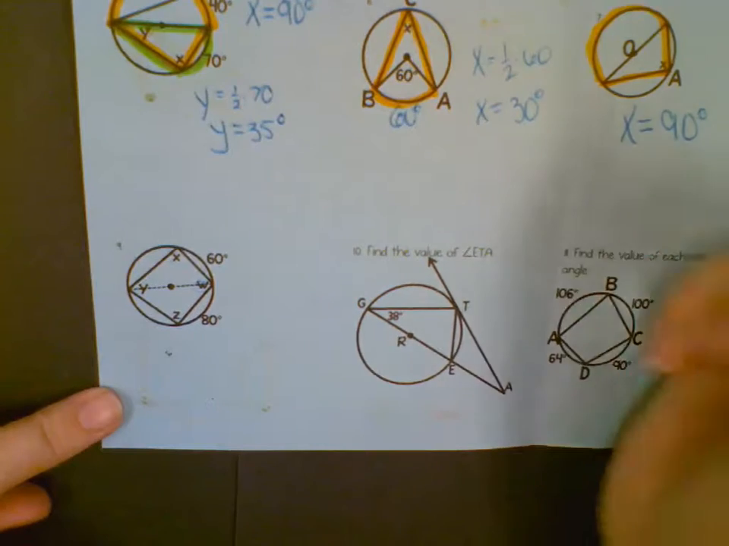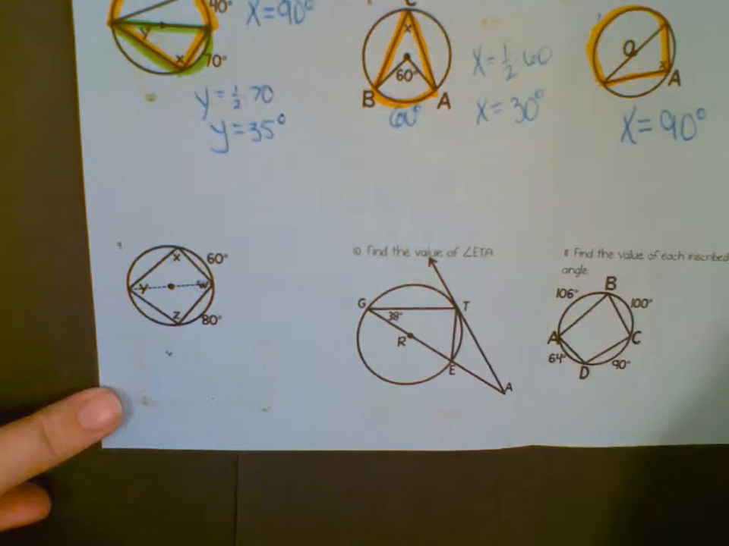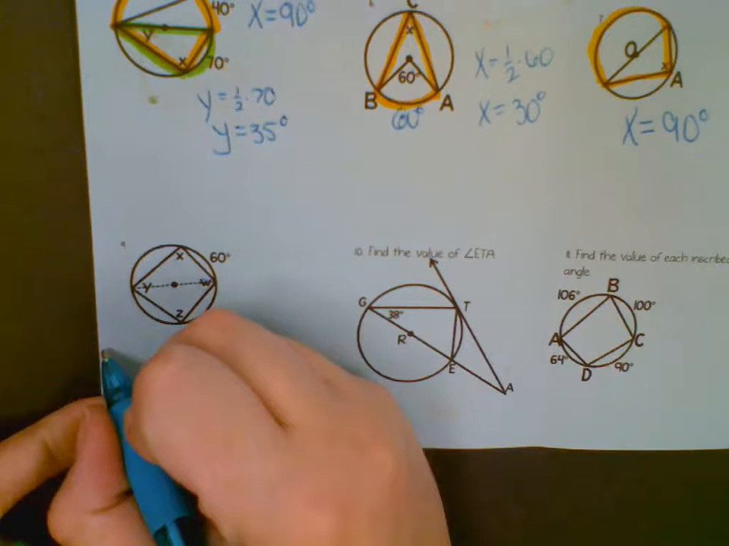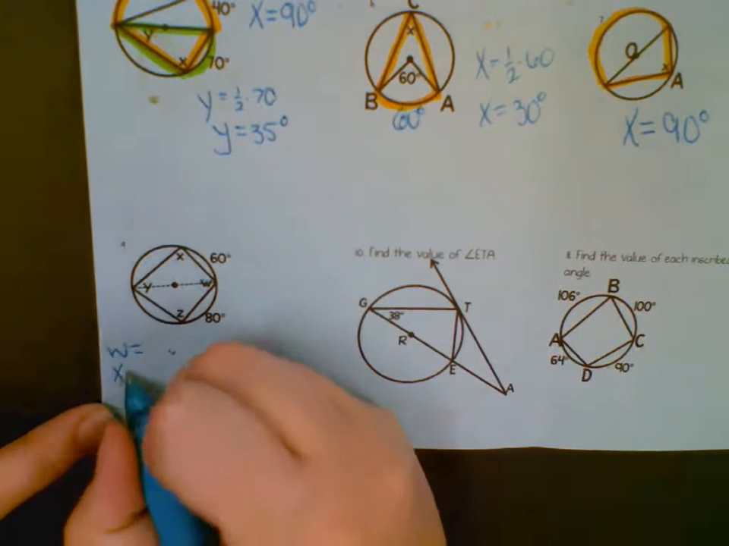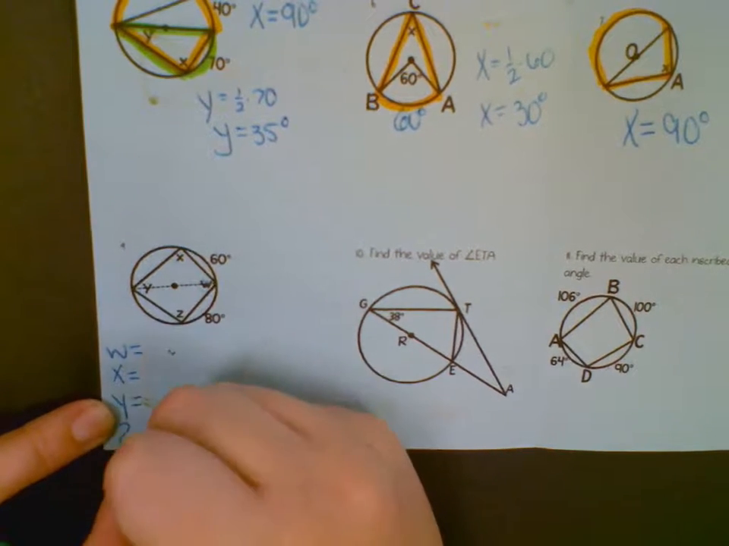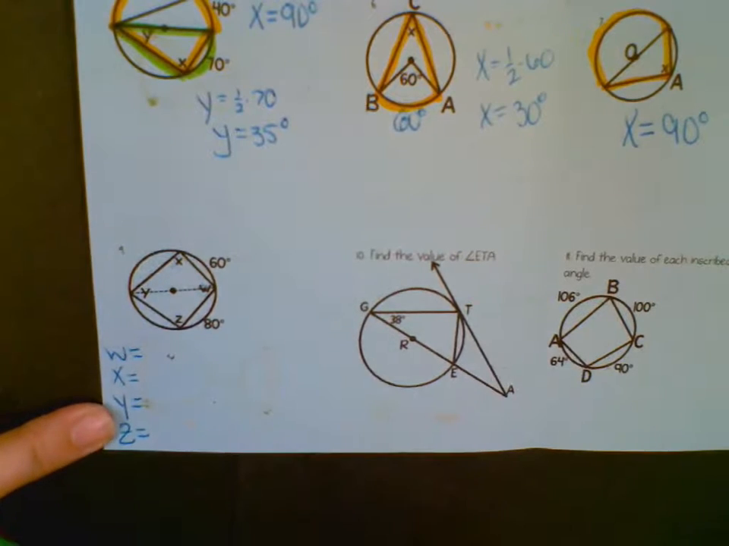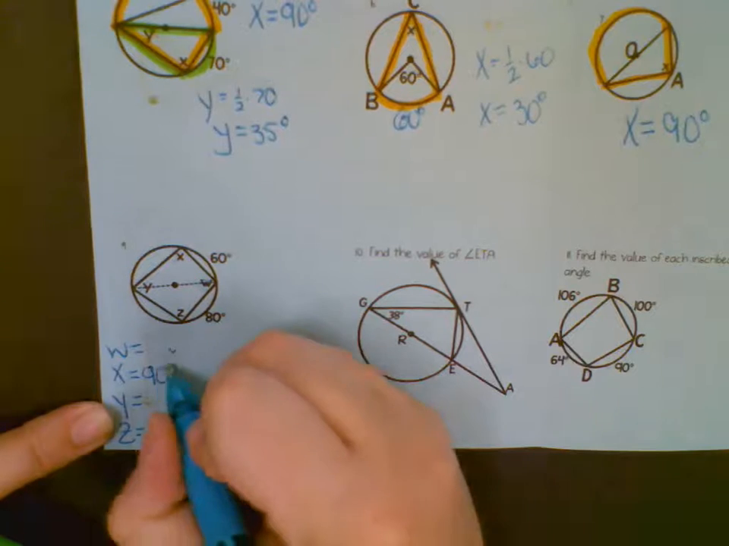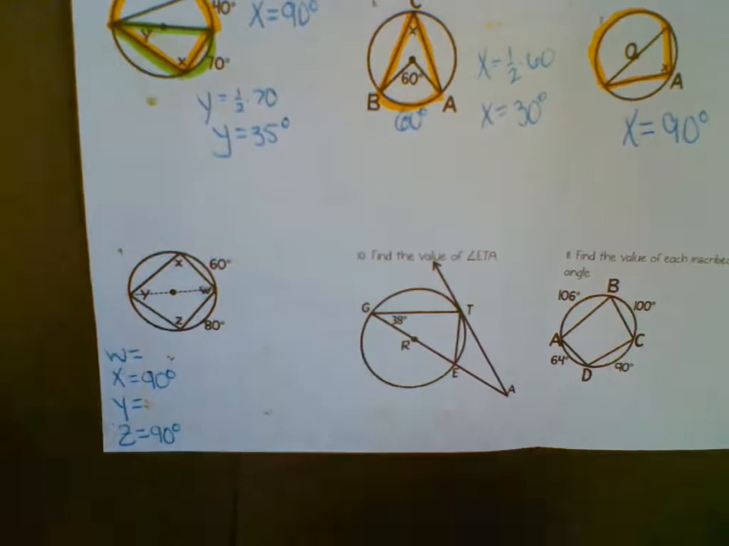Since x and z are both open to a diameter, we know they're both going to be 90. So let's list out w, x, y, and z. We just said that we know x and z because they're open to a diameter, so those are both 90. And as you can see, they're supplementary. They add to be 180.